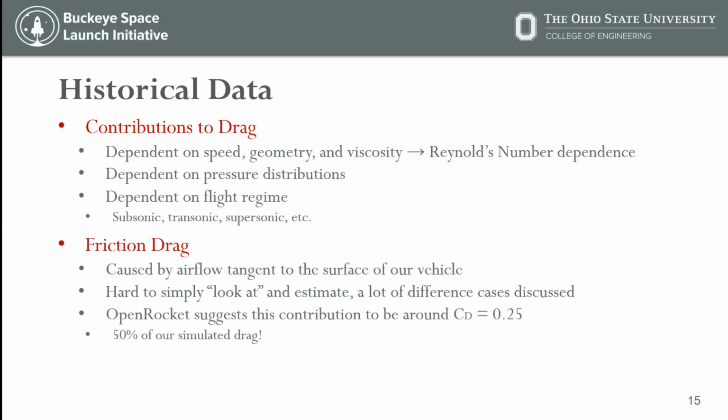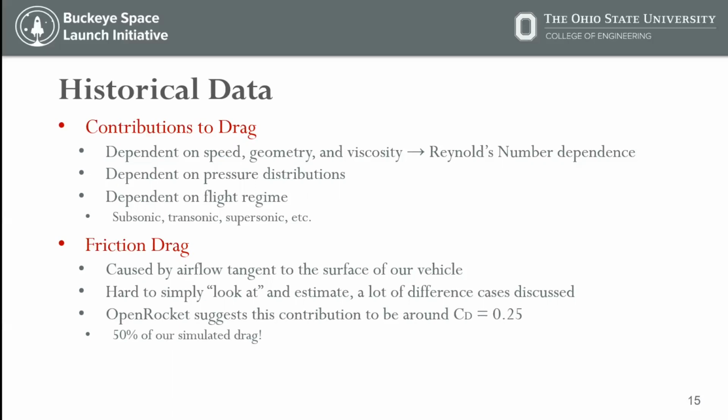So let's talk about contributions to drag. In general, that's going to be dependent on the speed through the flow, the geometry of what you're looking at, and the viscosity of the fluid that you're going through. That all gets tied together as a Reynolds number dependence. A lot of it is dependent on pressure distributions over your body. It's dependent on your flight regime, subsonic, transonic, supersonic, again how fast you're going, and the behavior of the flow at those speeds.